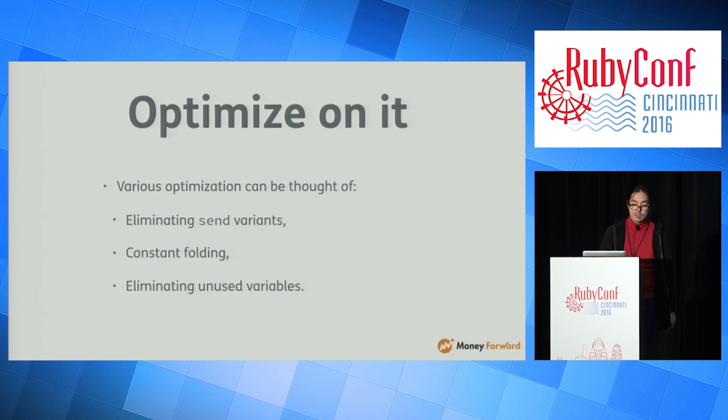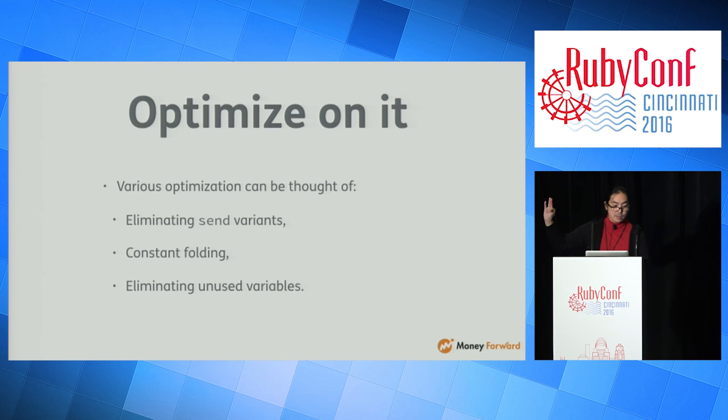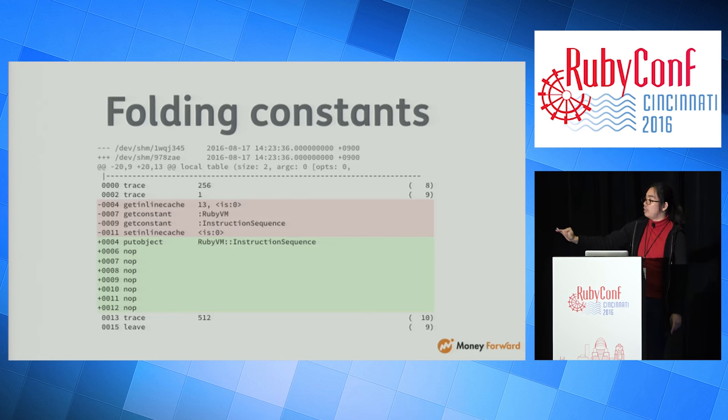Like I said, we refrain from touching VM states. Under such restriction, it is still possible to apply some kinds of optimizations like these: elimination of methods, folding constants, and eliminating variables. Let's first see constant folding. It shows how a sequence changes before and after optimization in diff format.